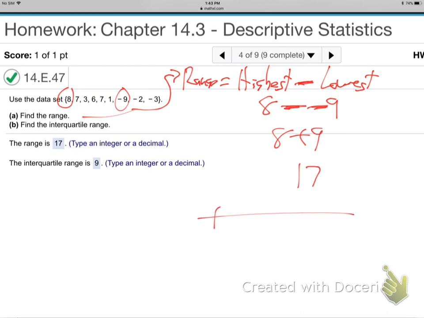And that makes sense, right? Because how far from negative 9 to positive 8? Well, there's 9 just in getting up to 0, and 8 more to get over to positive 8. There's a 17 gap between them. The range is the gap, the distance between the high and the low, which is indeed 17, from negative 9 to positive 8. So that's the range, which I already answered there.